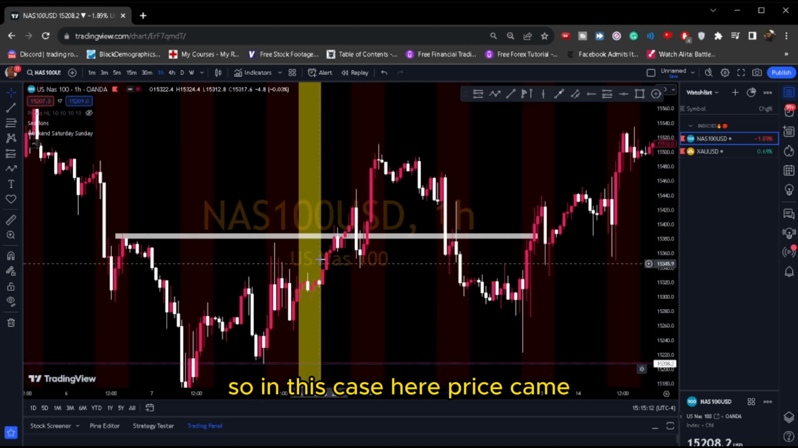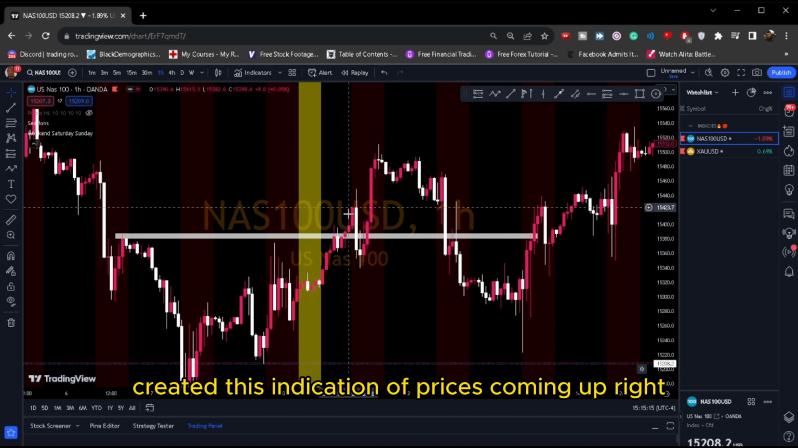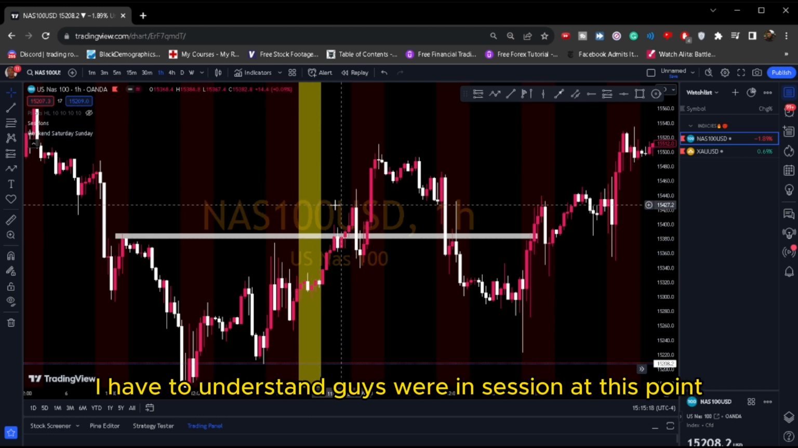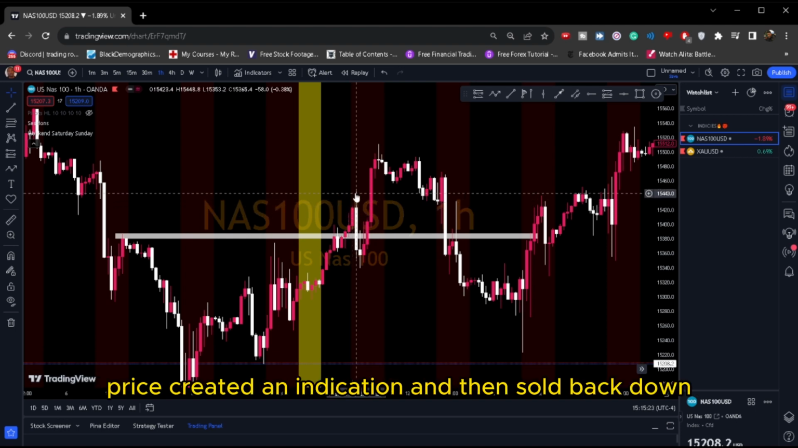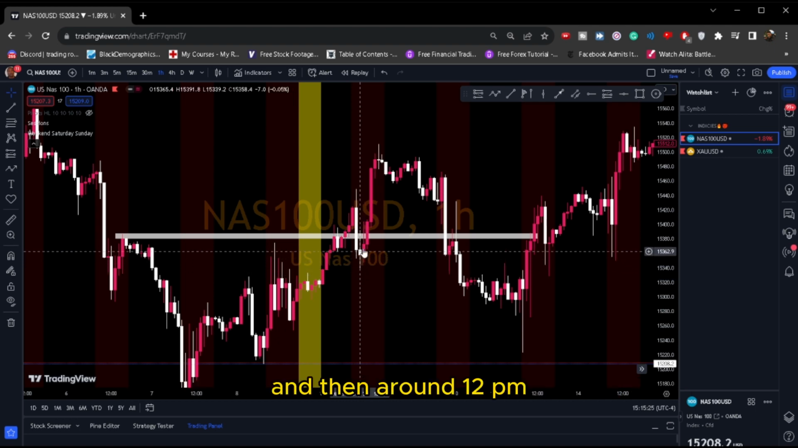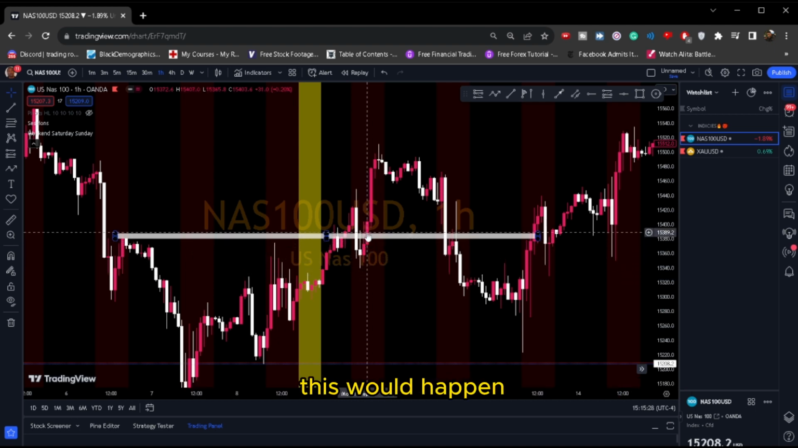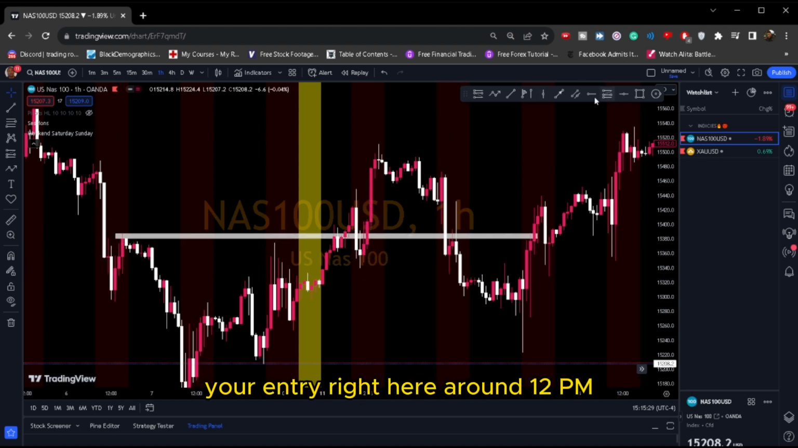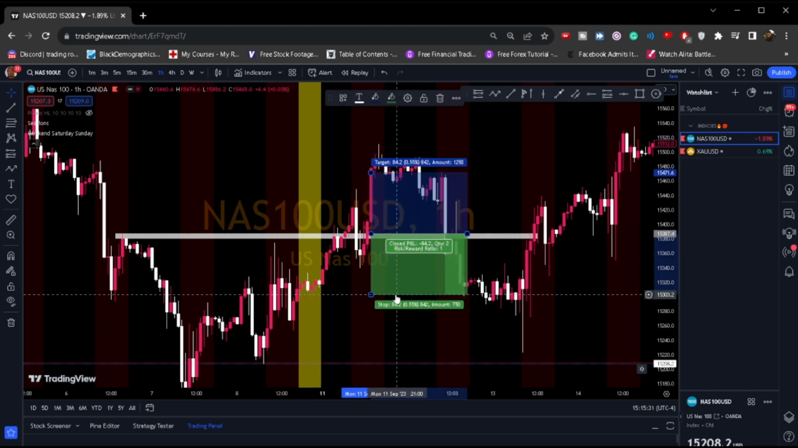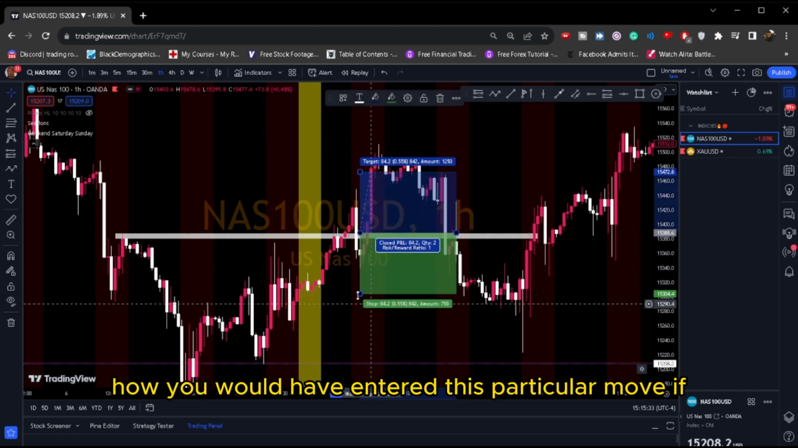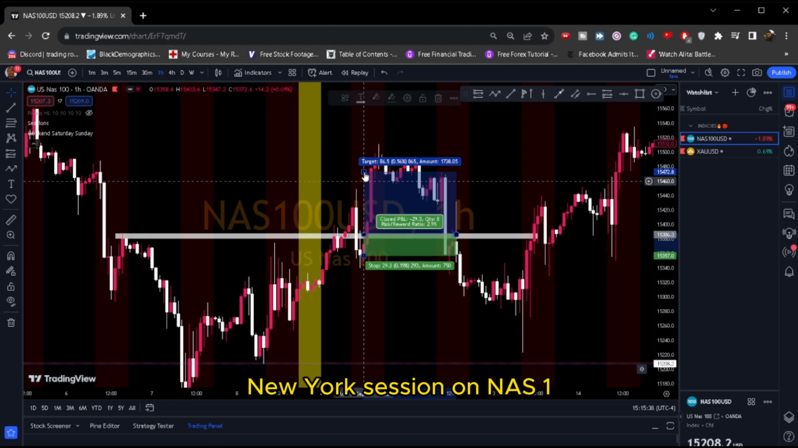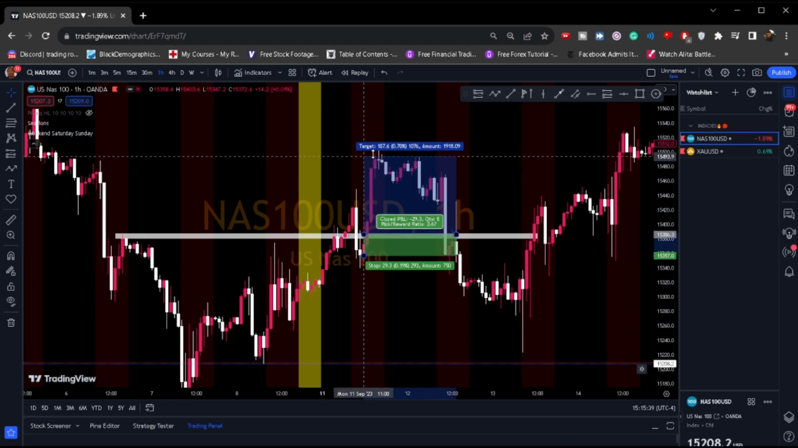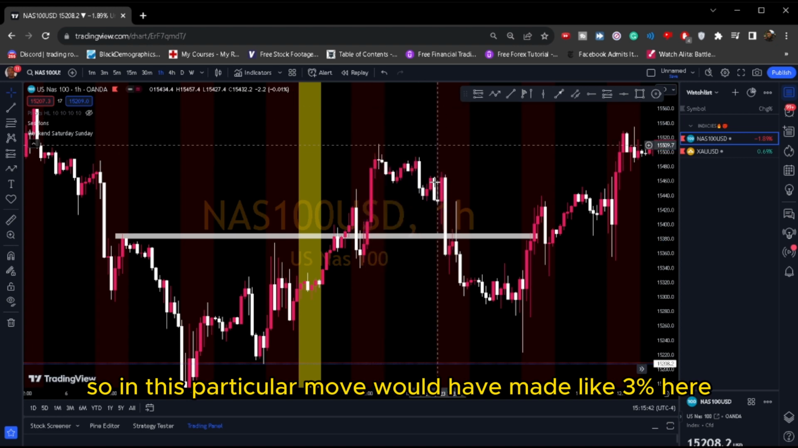So in this case here, price came, created this indication that price is going up, right? And we have to understand, guys, we're in session at this point. So around 8 o'clock, 9 o'clock, price created an indication and then sold back down. And then around 12 p.m. this would have been your entry right here. So this is basically how you would have entered this particular move if you were trading in session, New York session, and NASDAQ, just NASDAQ 100. So in this particular move, you would have made like 3% here.